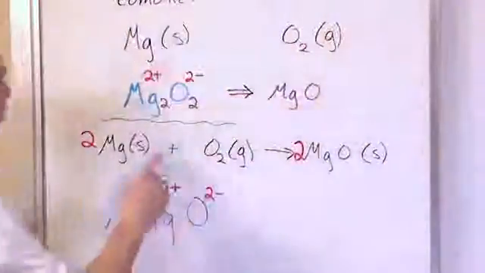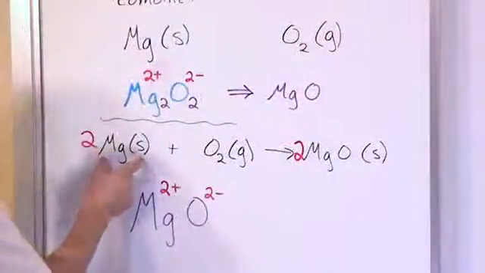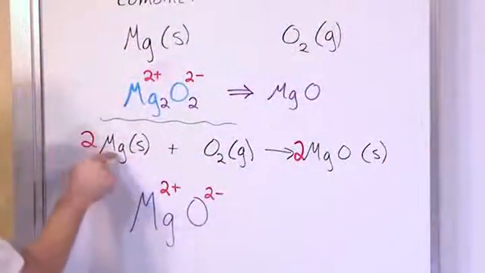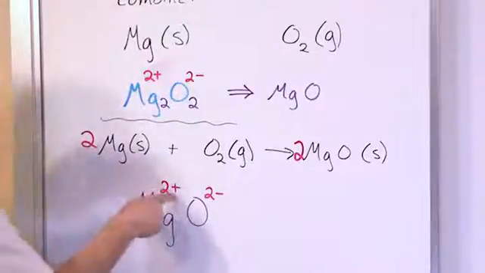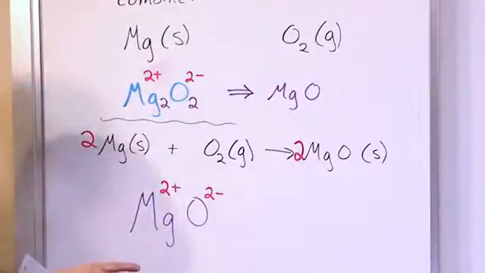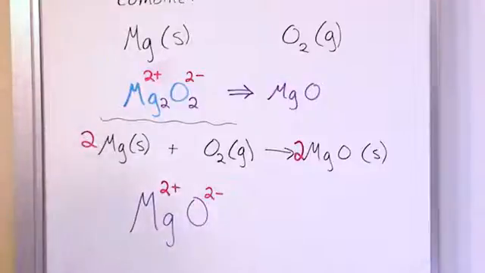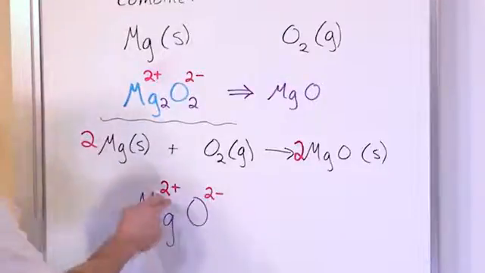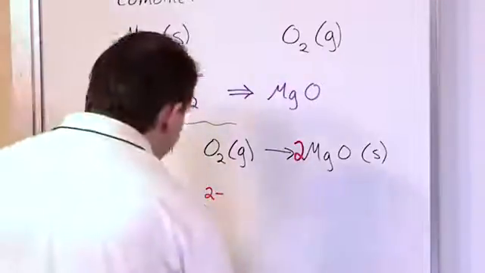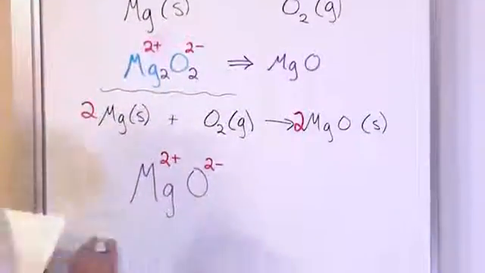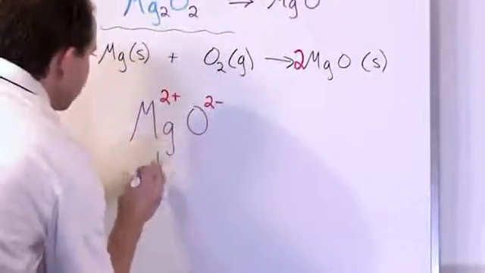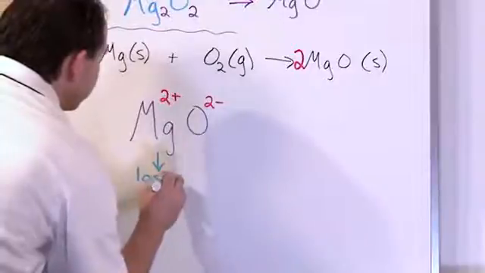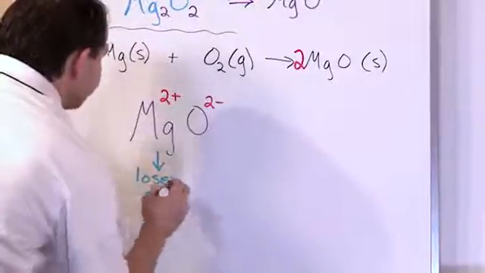Okay? So the only way this magnesium can end up from being a neutral 0 to a +2 charge, by electrons being gained or lost, is by this guy actually losing electrons. That's the only way that can happen. So what happens here is the magnesium loses electrons.